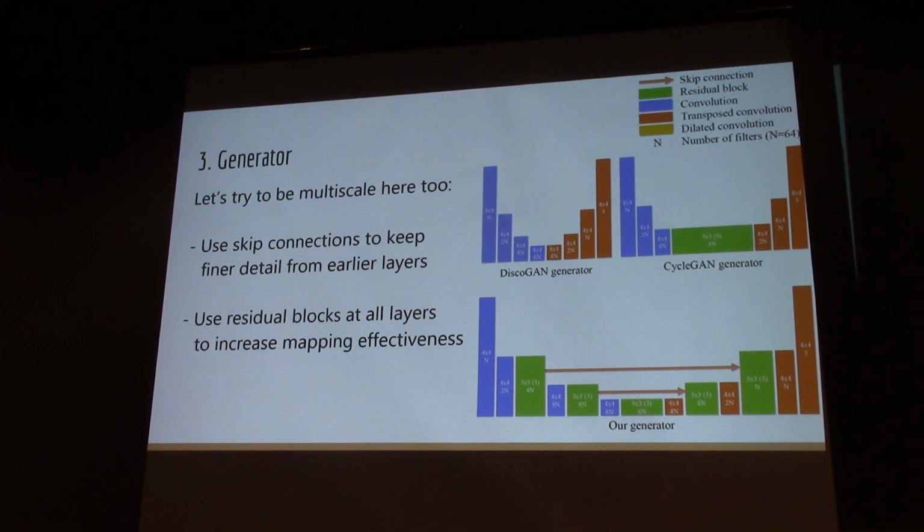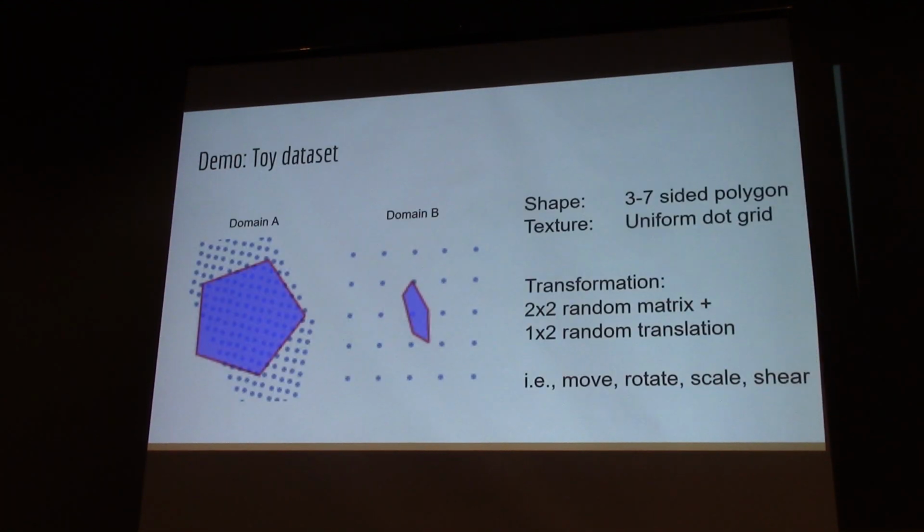Okay, so let's see how it does. We're going to introduce a toy data set. I really like toy data sets for getting to whether a technique is actually doing something useful. So here's our toy data set. It's polygons and dots. The polygons are meant to represent the overall shape of objects, and the dots are meant to represent some kind of texture of the object. And we're going to transform these dots and these polygons, and we're going to see what the techniques can do.